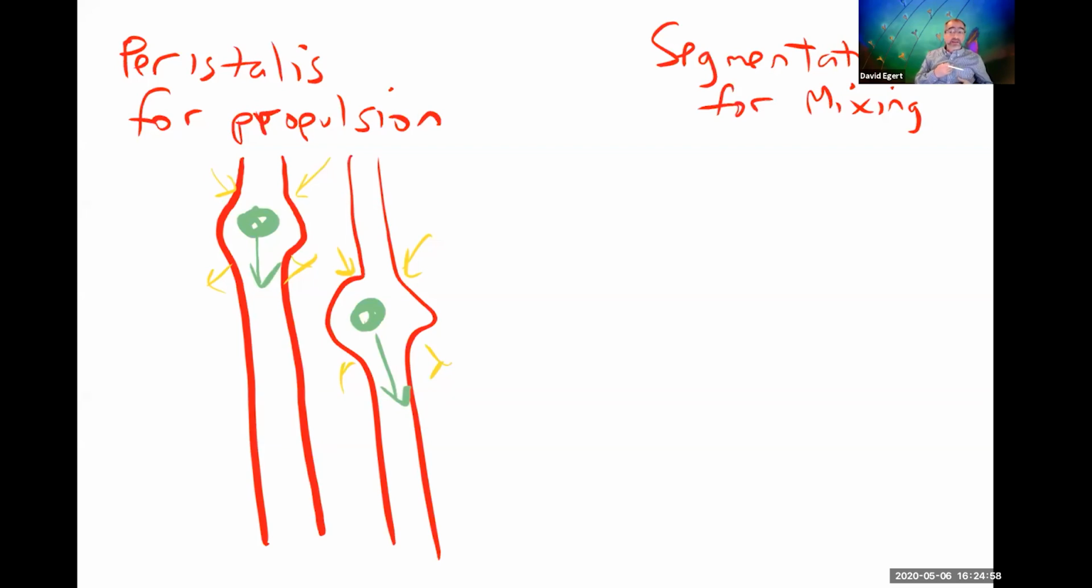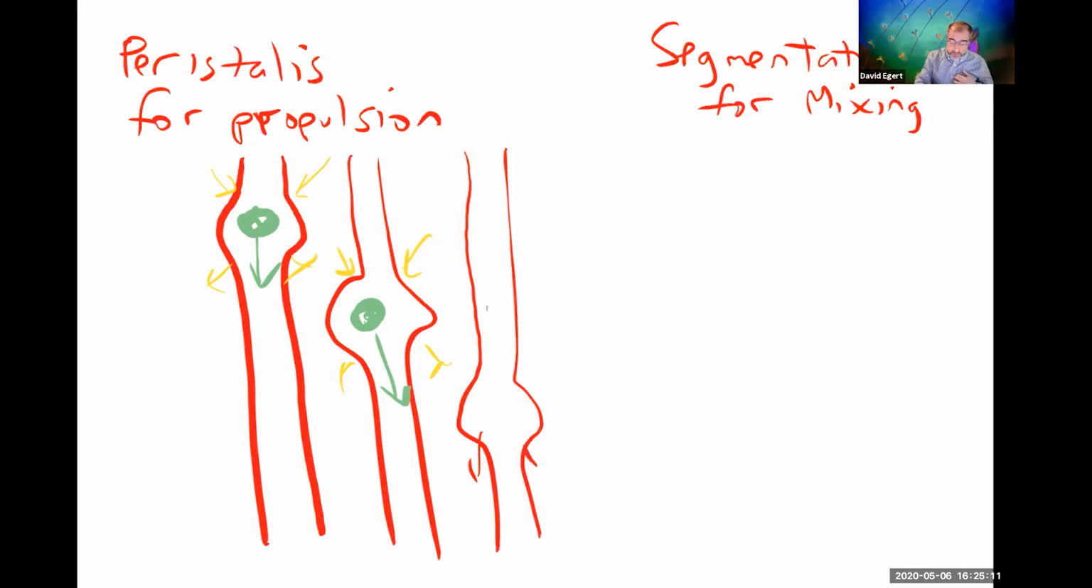Something didn't happen right. So if the food gets stuck and the wave continues down, the system will just initiate a secondary wave that will catch it and continue moving it down. So peristalsis, propulsion, and then segmentation for mixing.